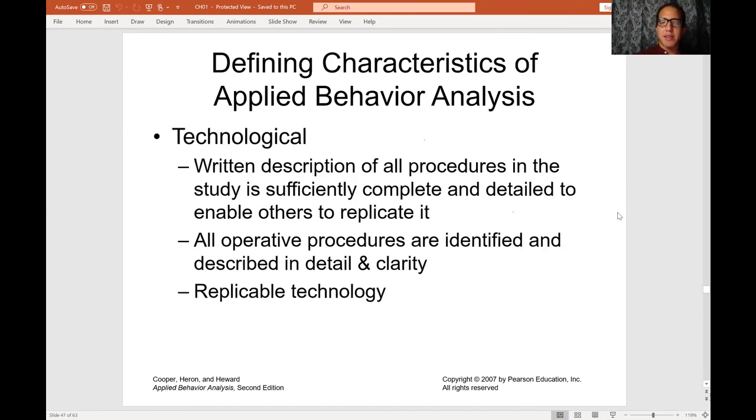Technological. Technological means that the description of all the procedures in the study is sufficiently complete and detailed to enable others to replicate it. So this is what technology means. It's not science, any science. If you can't really explain it to your grandmother, and she cannot take an understanding and how to use it and how to replicate it, then it might not serve very well. Of course, there's things that are very, very, very complex, right?